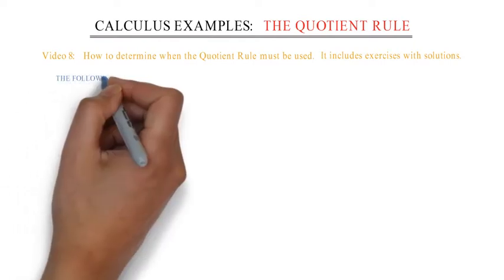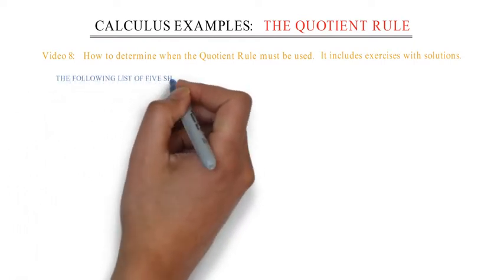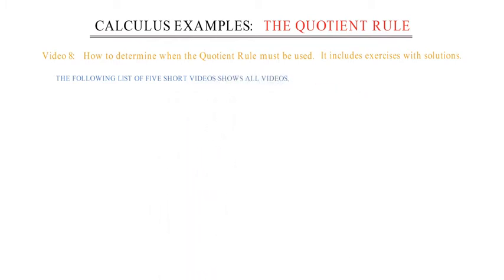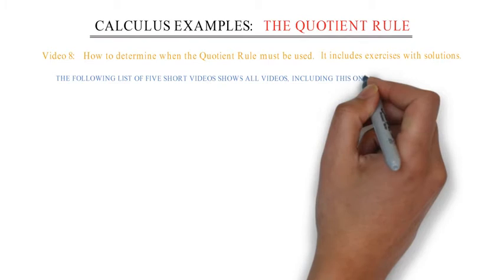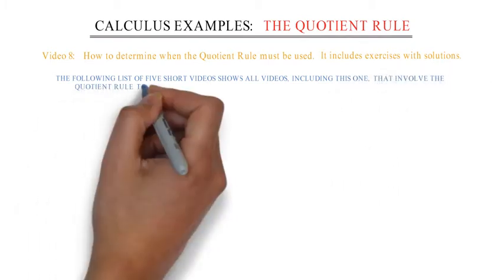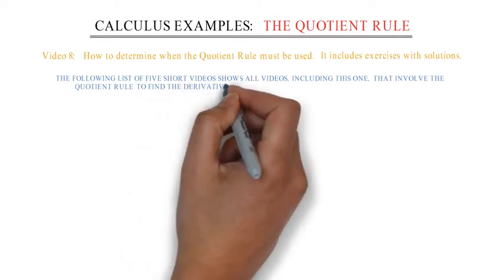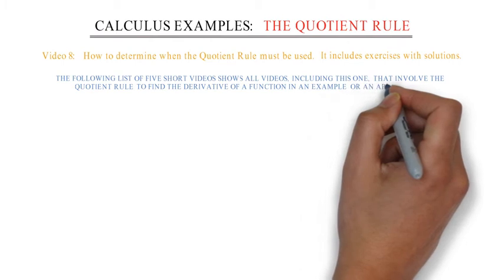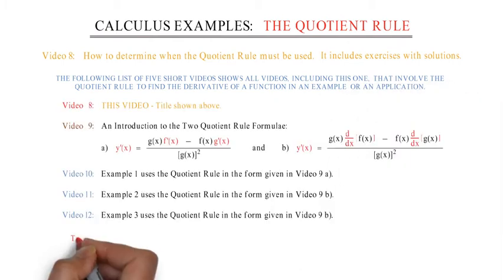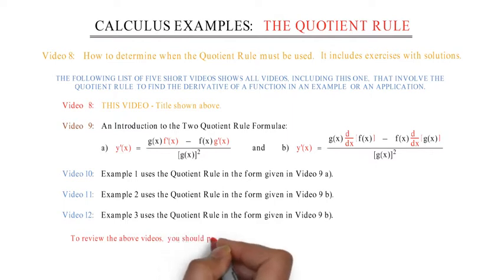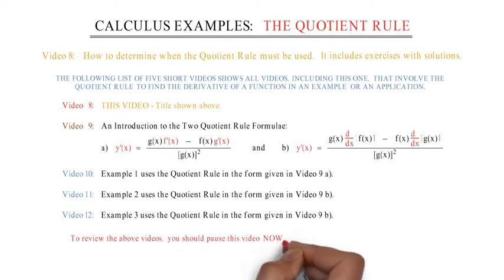The following list of 5 short videos shows all videos, including this one, that involve the quotient rule to find the derivative of a function in an example or an application. To review the above videos, you should pause this video now.